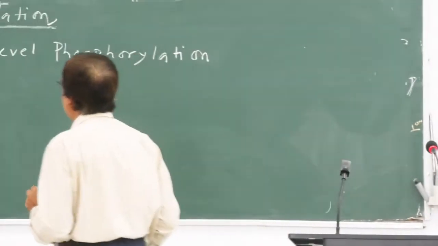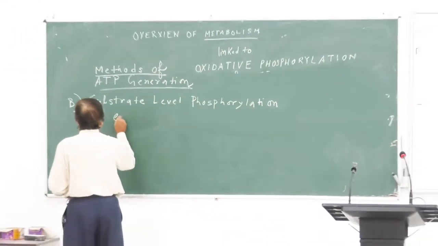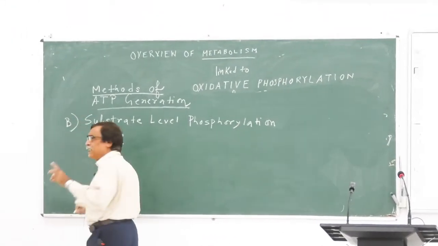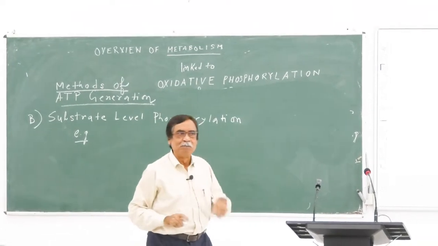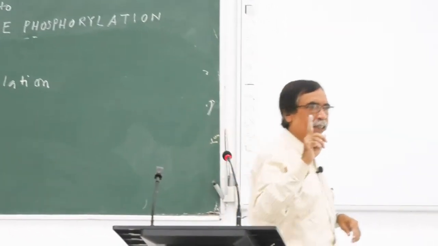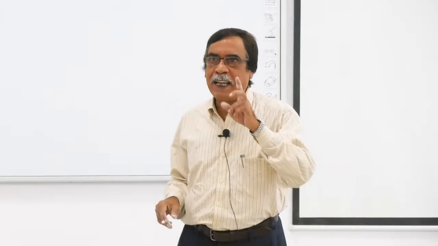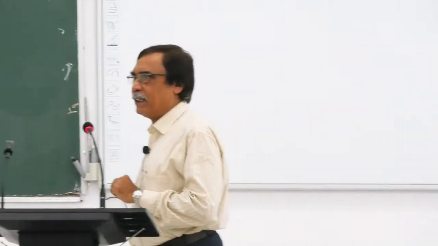Take an example. There are 3 examples in our body, only 3, not more than 3. What are the 3 examples of substrate level phosphorylation? 2 in the glycolysis, 1 in the Krebs cycle.